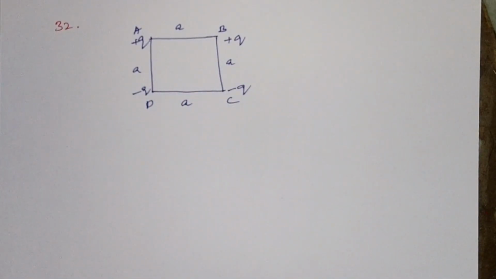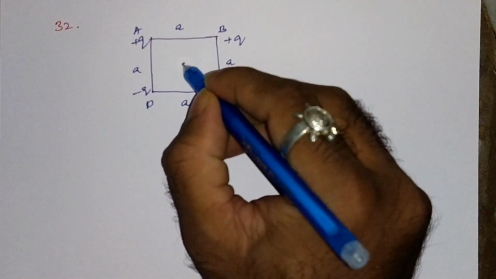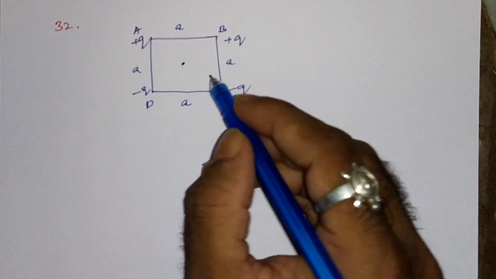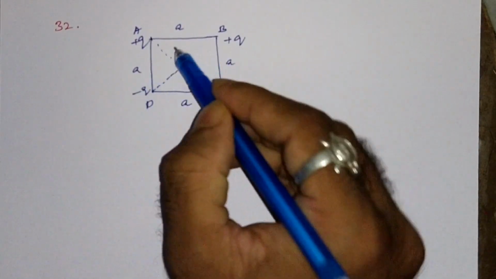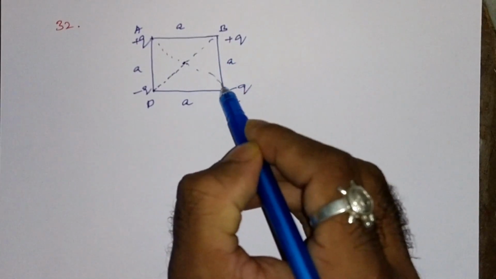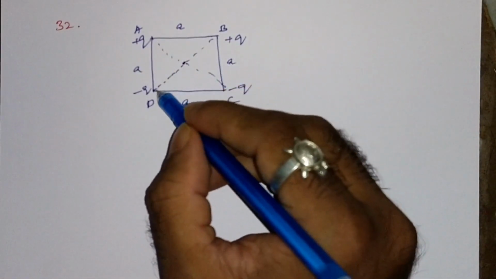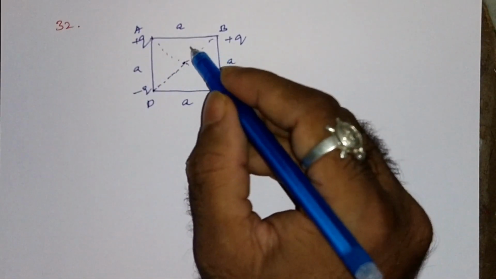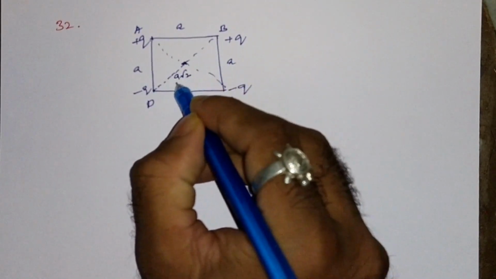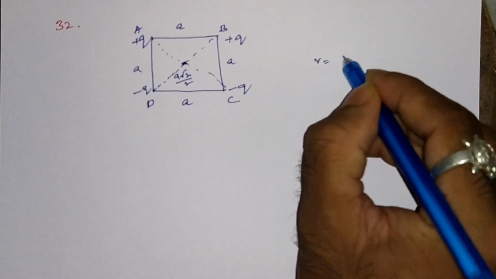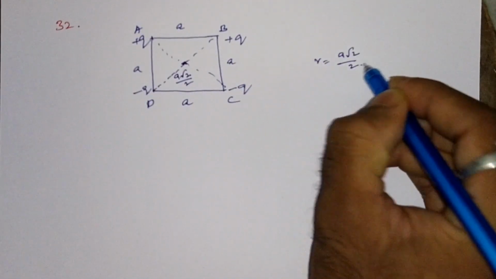We need to find the intensity of the electric field at the center of the square. The thing we need to calculate first is the distance of the center from the vertices. As the side is A, the diagonal will be how much? A root 2, and half of it will be A root 2 by 2. That is the distance, so R will be A root 2 by 2.